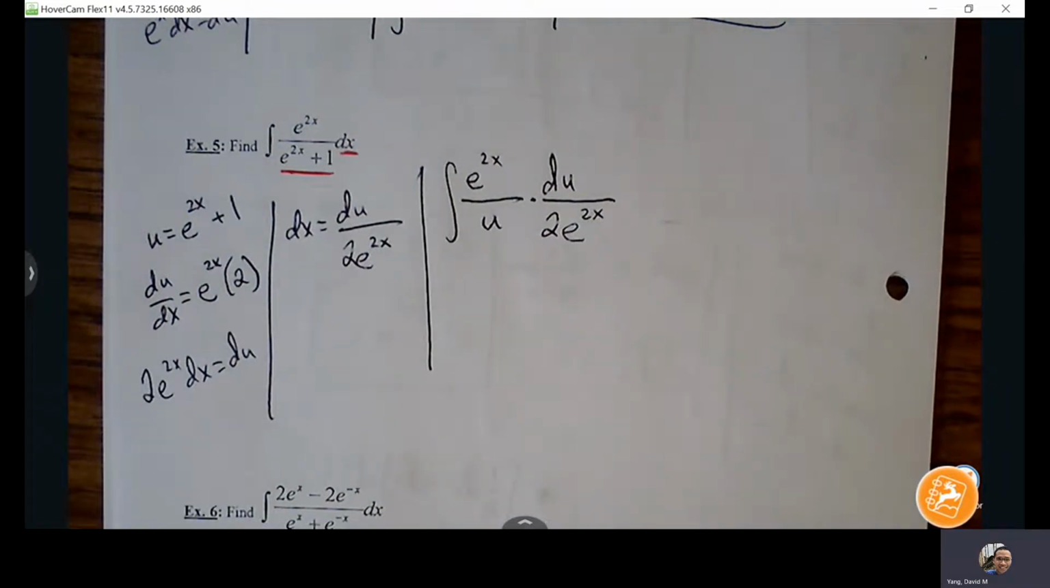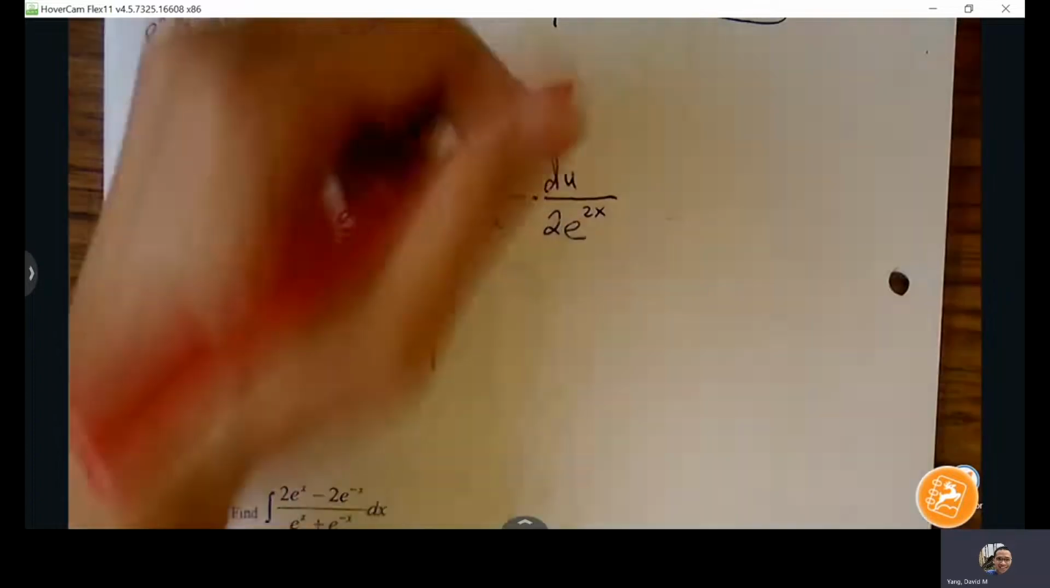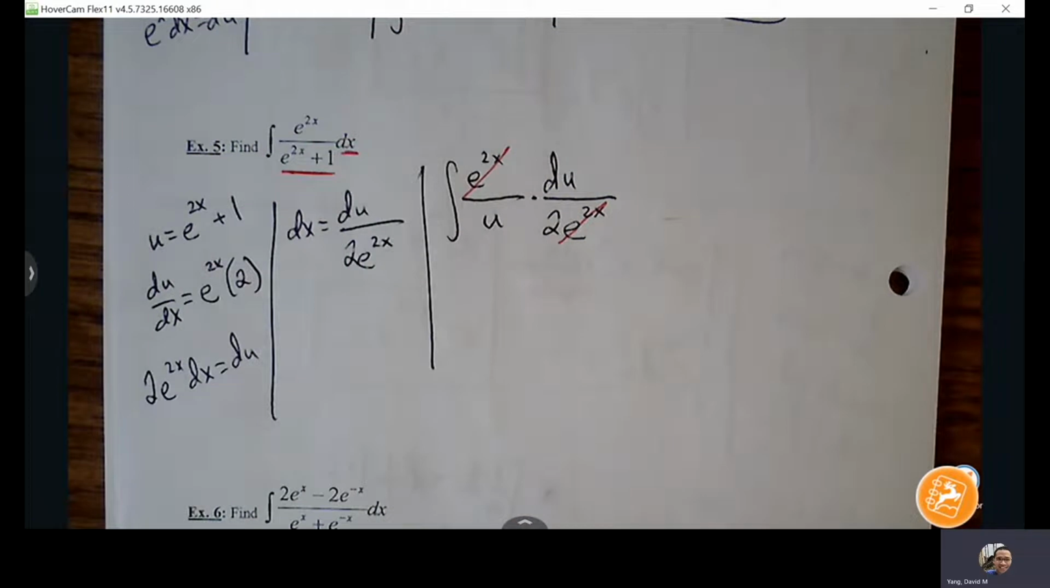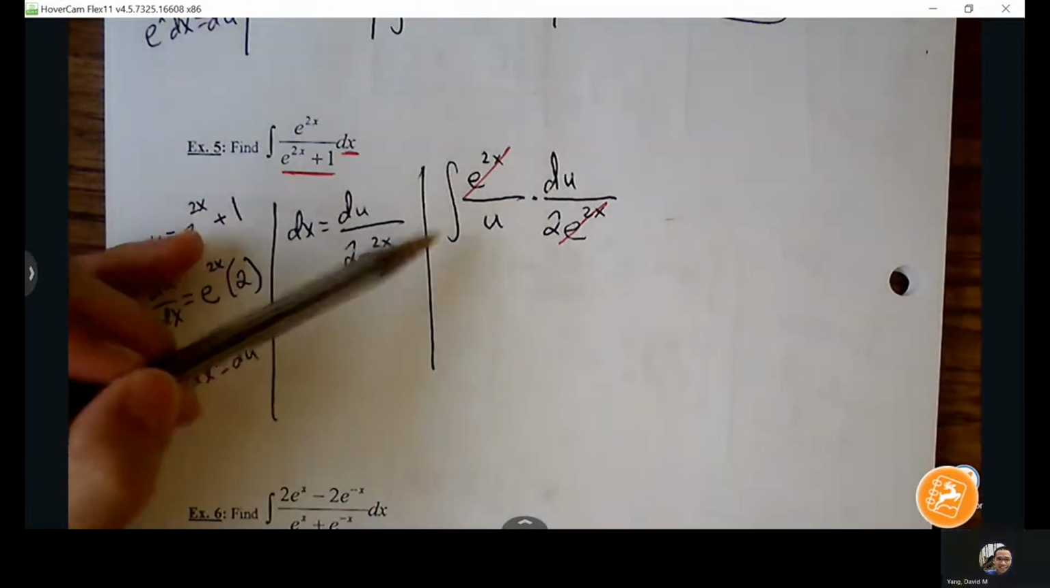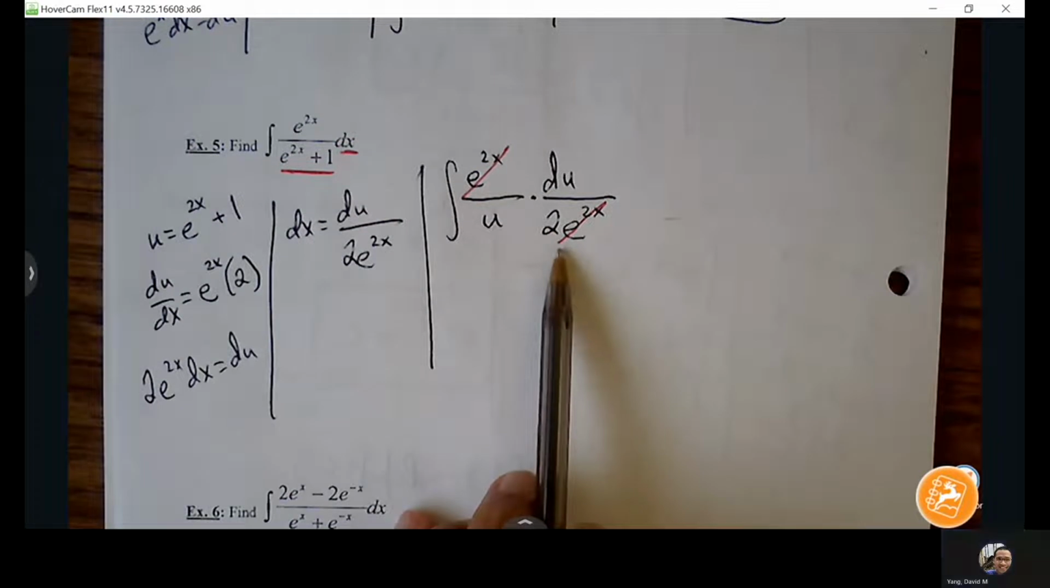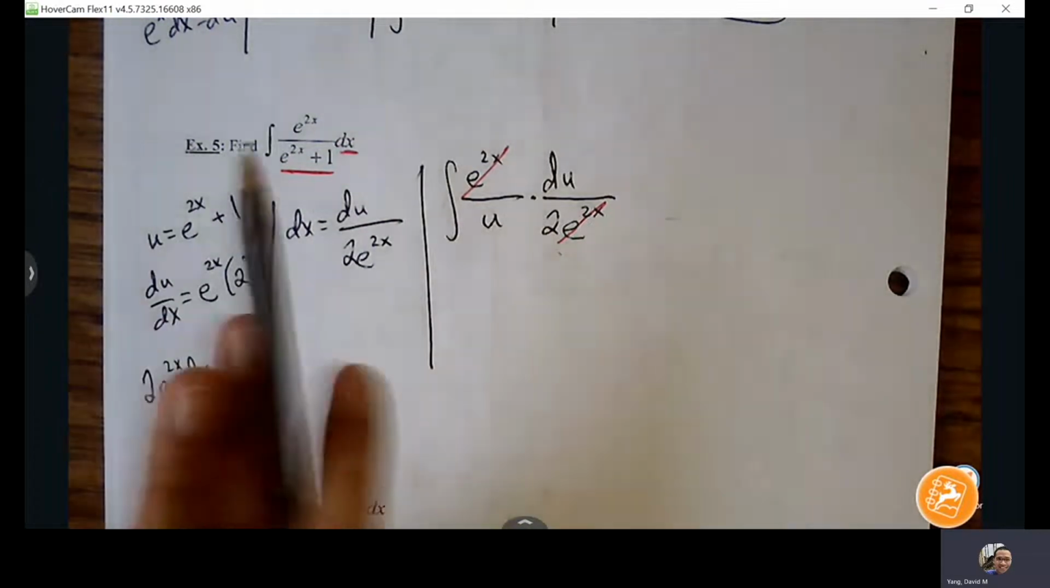Okay, we make our substitutions. What goes away and what remains? e to 2x goes away. That's the important part. What's in front? Is it just 2 or something else? It's in the denominator, right? So 1/2. Okay, 1/2.